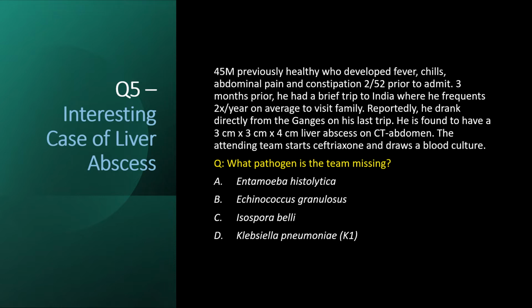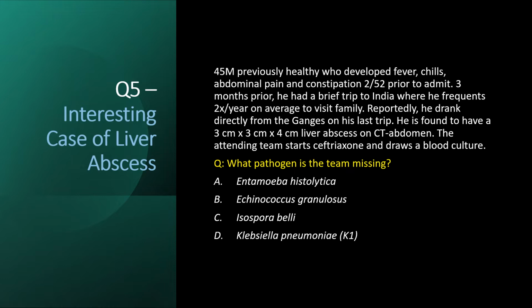chills, and abdominal pain for 2 weeks with a recent travel history to India, where the patient drank directly from the Ganges, a river that has religious significance in India but is known to be contaminated with bacteria and parasitic organisms. The patient is found to have a large liver abscess on abdominal CT, and the attending team starts ceftriaxone and draws a blood culture.